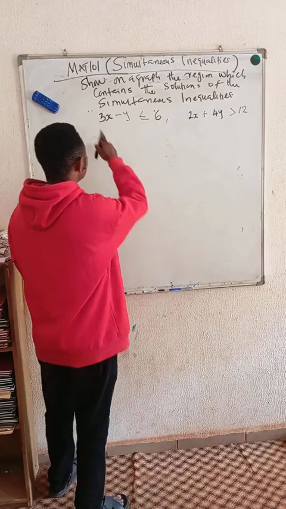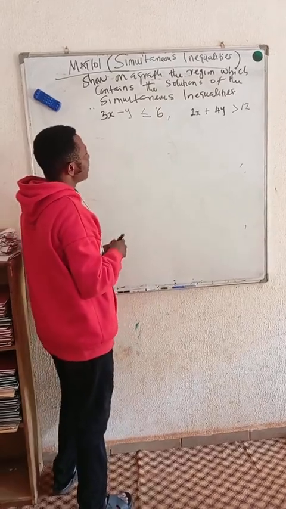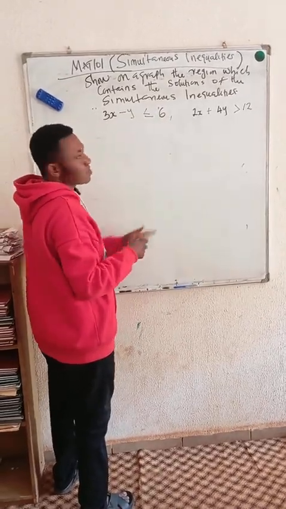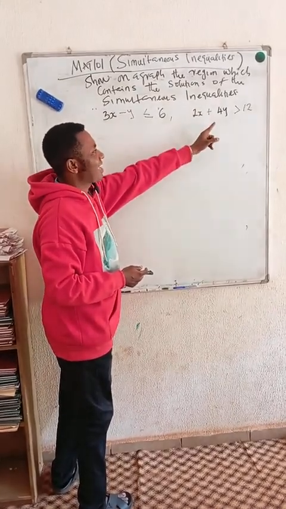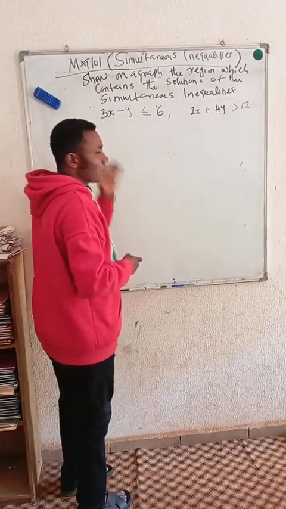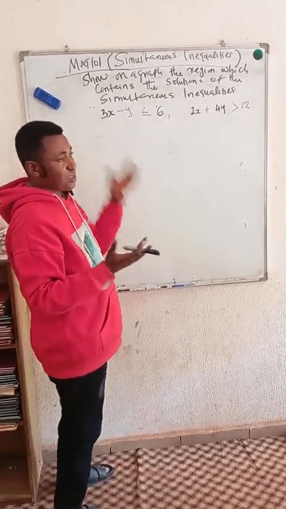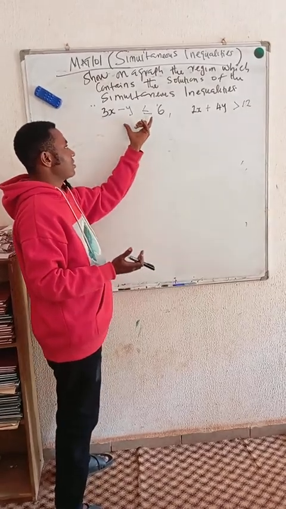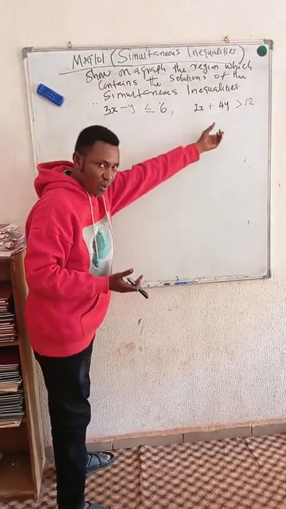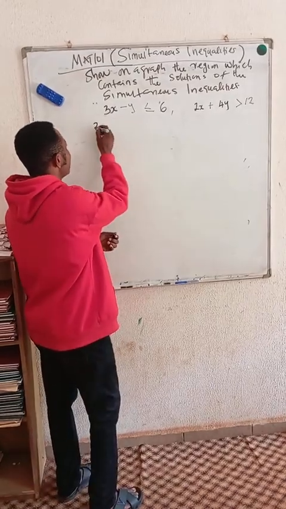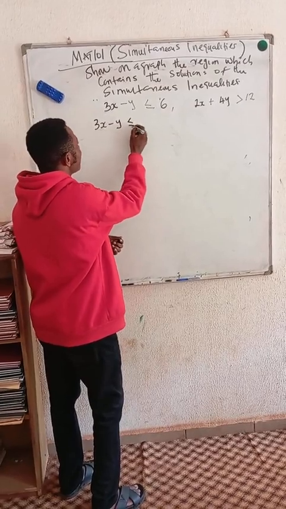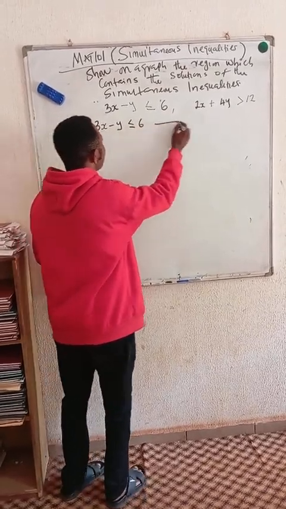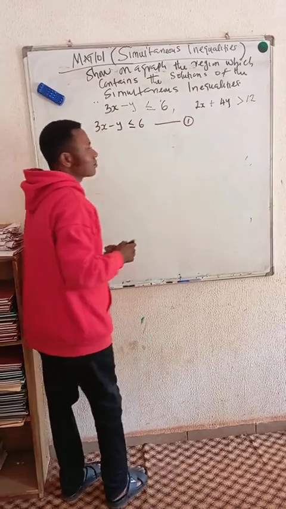Look at it now. 3x minus y less than or equal to 6. The second one is 2x plus 4y greater than 12. What we are going to do to make it very simple for us is to pick the first one, we do it, then the second one. So let's assume this is my 3x minus y less than or equal to 6. This is my question 1.